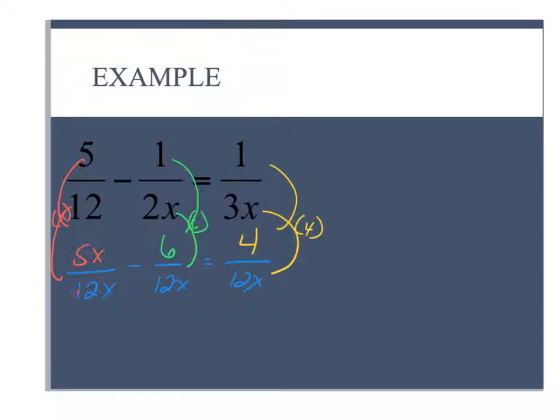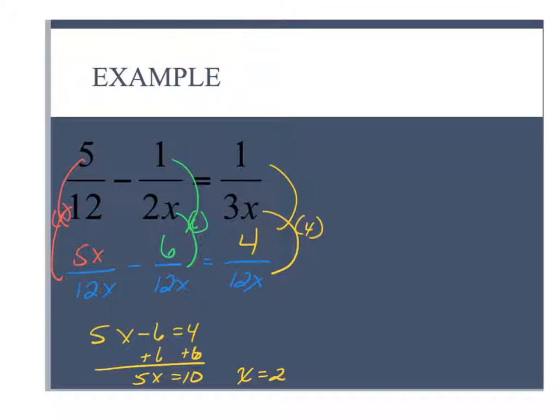Now that I have my denominators the same, I know that my numerators have to be equal as well. So I have 5x minus 6 equals 4. Go ahead and solve for that. So 5x equals 10, which of course means x equals 2.